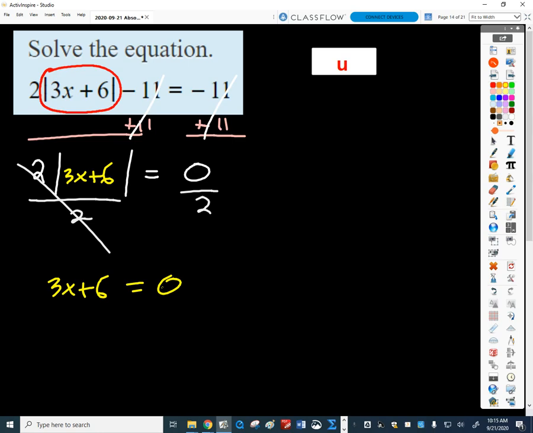And so if I subtract 6 and divide by 3, what do I get for my single answer? -2. And if I plug it in, that's going to work. 3 times -2 is -6 plus 6 is 0. Absolute value of 0 is 0. 2 times 0 is 0. So I just get -11 equals -11. It does work, but there's only one solution there, isn't there? Okay.